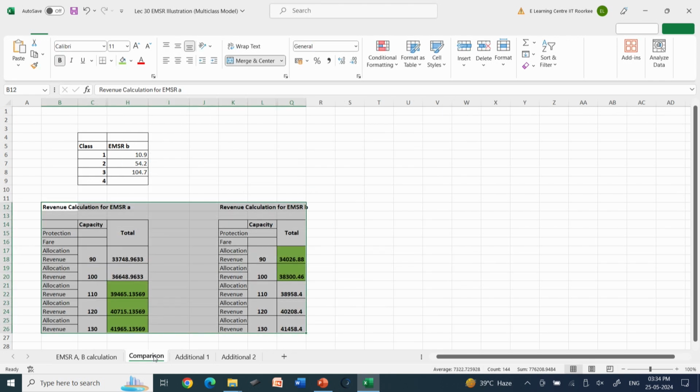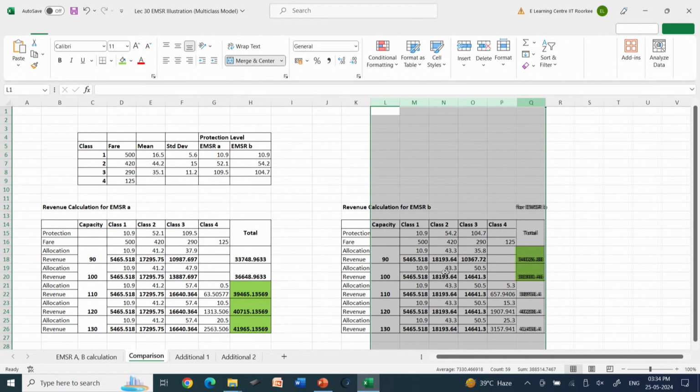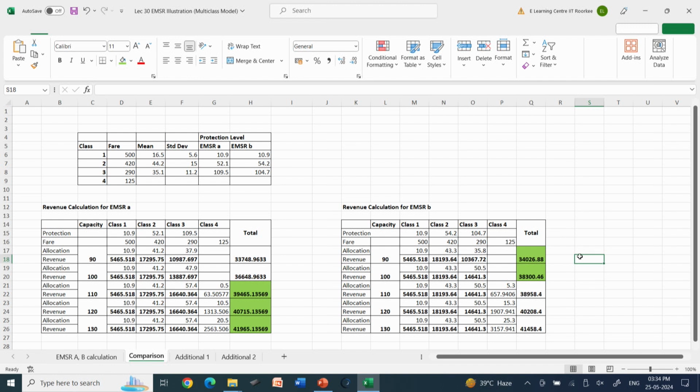And then if you do this calculation, we have that revenue calculation already done for you, so that we can save the time. And if you see on the upper part, we have directly produced the result of our protection levels for class 1, 2, 3.